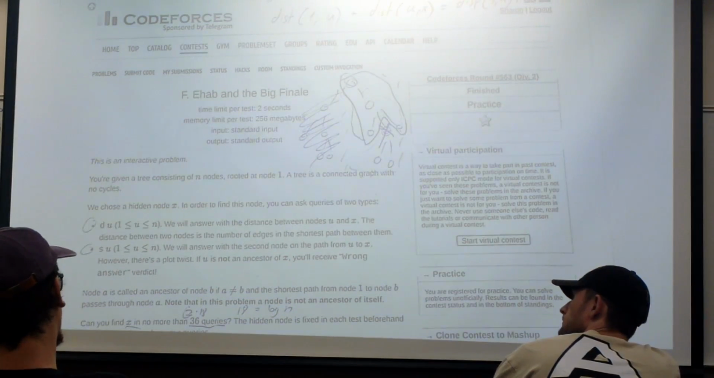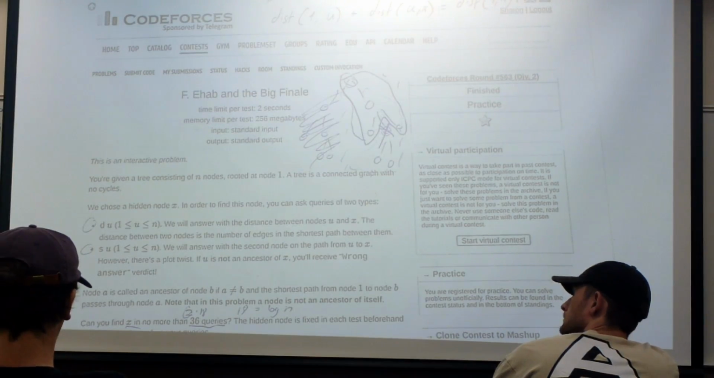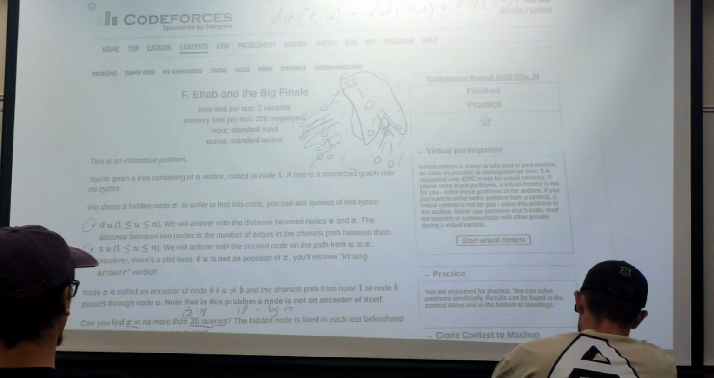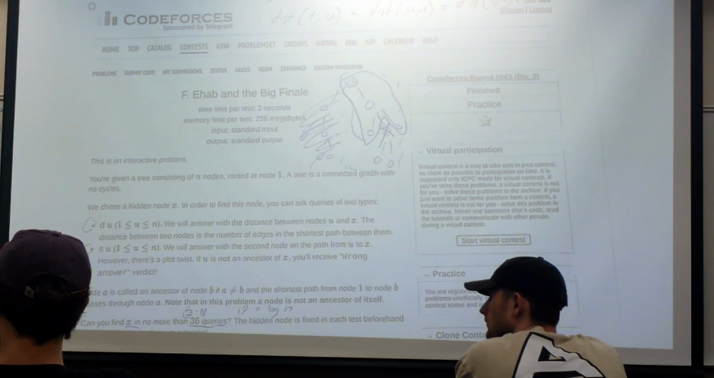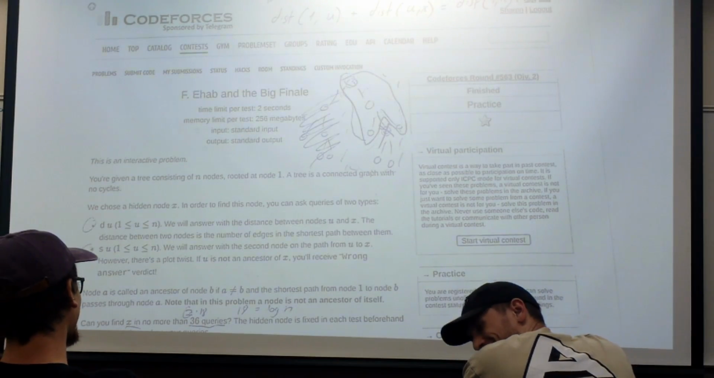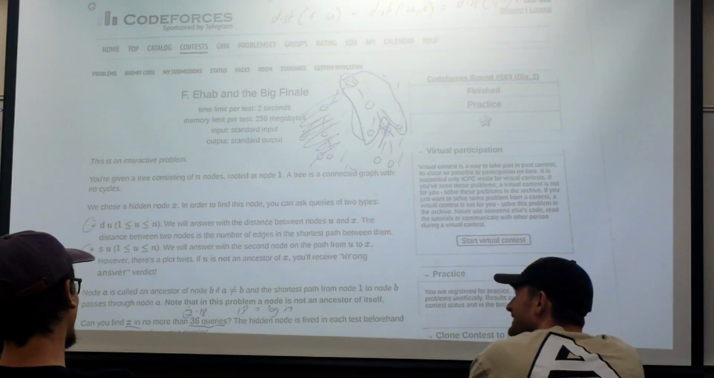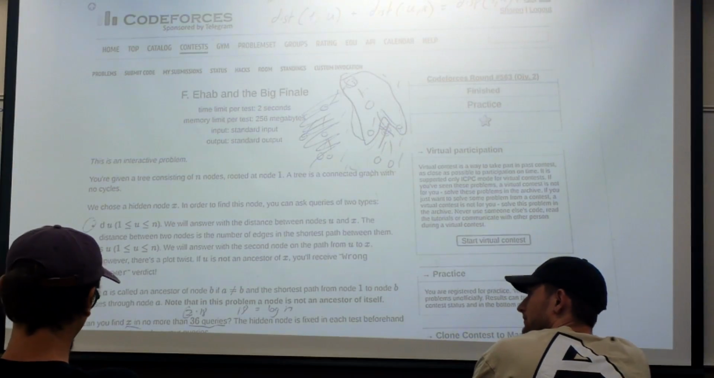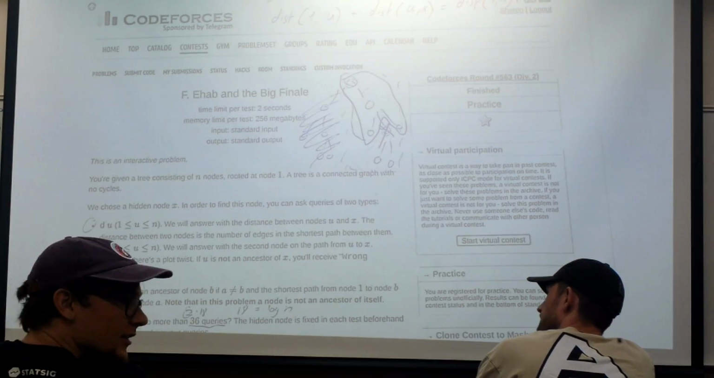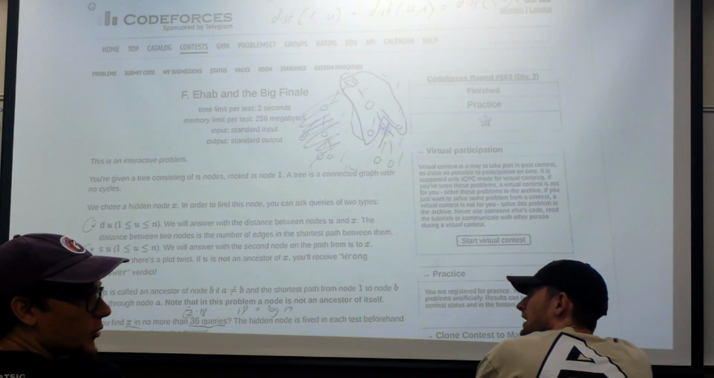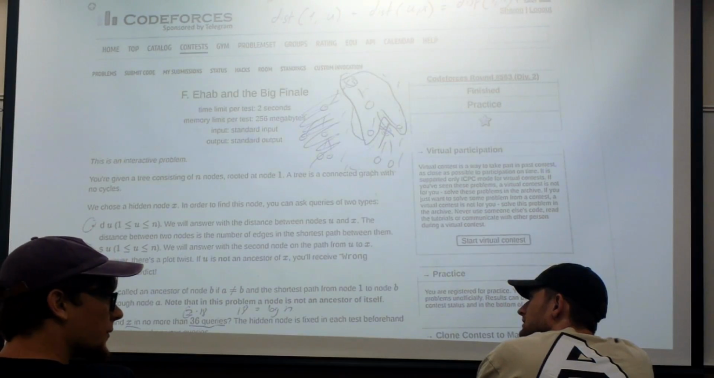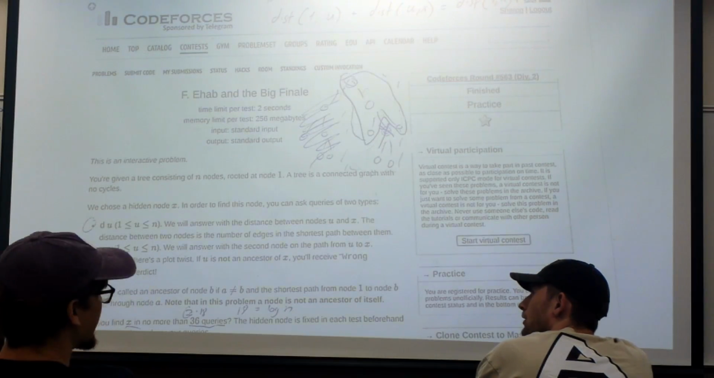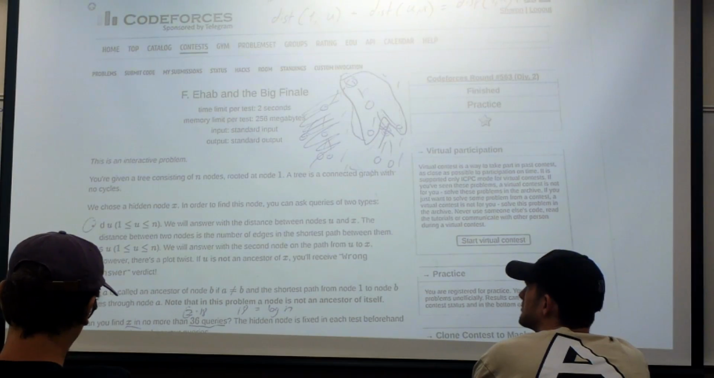Find the centroid, repeat. Are we ignoring nodes that are deeper than the depth of X? You know what the depth of X is, so you can cut out everything deeper, but I don't think you have to. There's only like 1,000 nodes, so we can do a naive centroid and be fine.